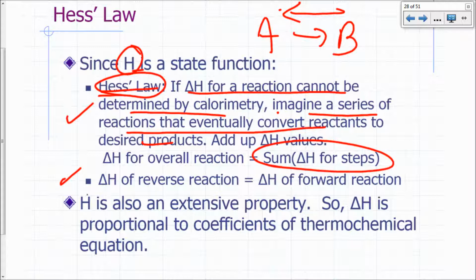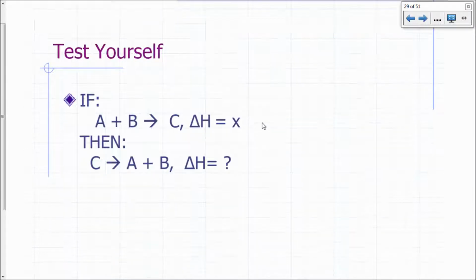So also, H is an extensive property, so delta H will be proportional to the amounts of reactants and products involved in the reaction. If you consume twice as many reactants, then your delta H will be twice as much. So if you adjust your coefficients in your balanced equation, you can do the same adjustment to your delta H. So let's illustrate that with a few simple examples here.